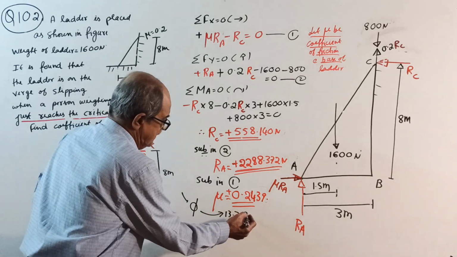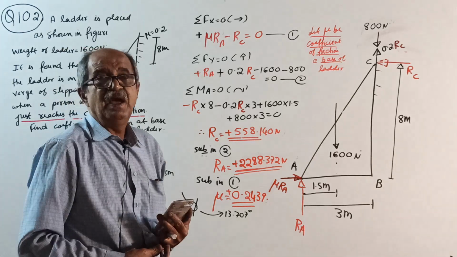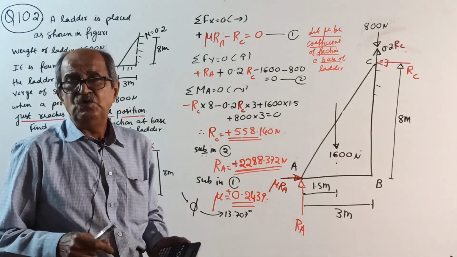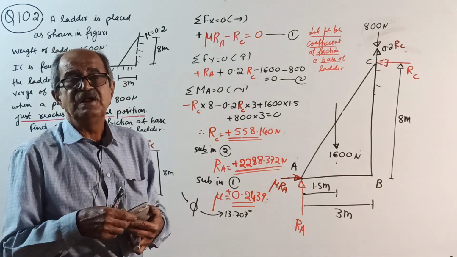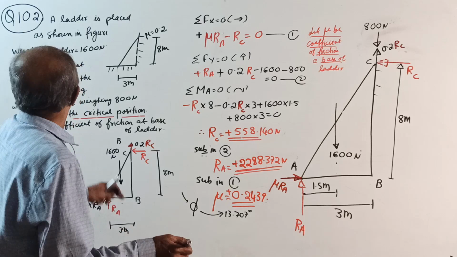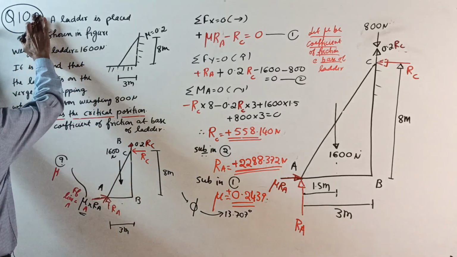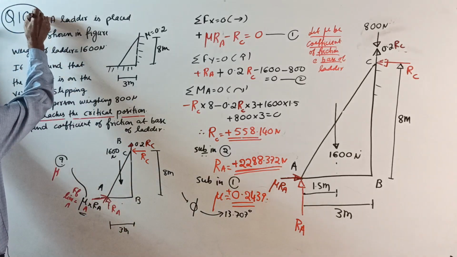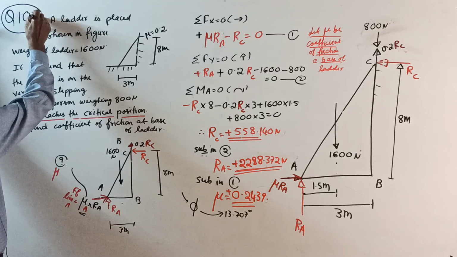13.707 degrees. In case they ask you for the angle of friction, you first find the coefficient of friction, then find phi. Okay, question 102 over. Now 103 is a very interesting question.